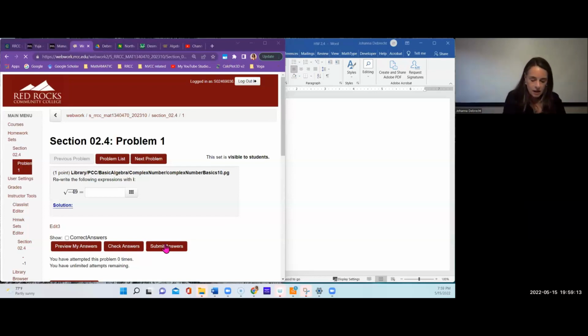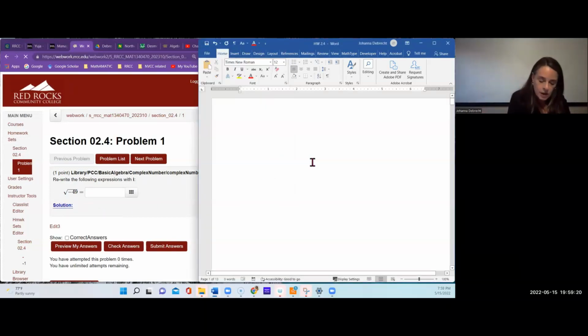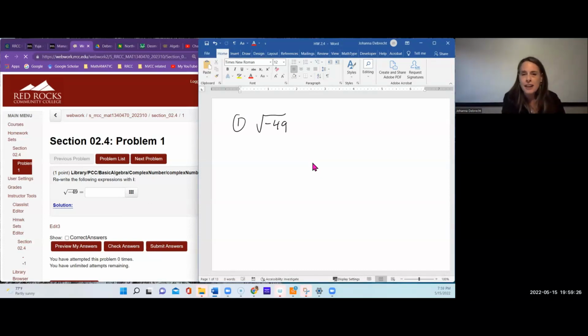Let me share my screen with you very quickly. Okay, what I have here in the first problem is the square root of -49. When we're looking at that, we want to be able to rewrite this in a different format.